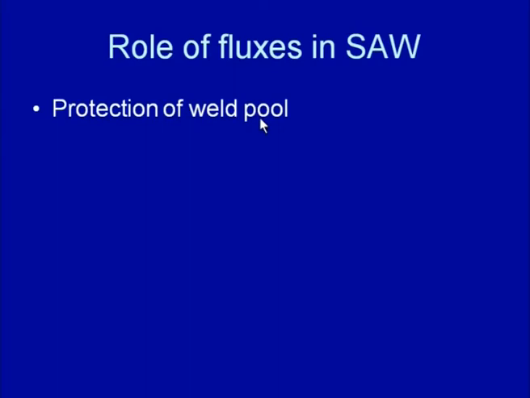Similar to the SMAW process, the fluxes in the submerged arc welding process also play an important role in protecting the weld pool, because the weld pool is covered by the molten flux and the granular flux particles, and the weld arc is also completely covered by the fluxes. So, when fluxes are used, these help in protecting the weld pool from atmospheric contamination and any kind of adverse reactions in the weld metal due to the presence of atmospheric gases in the weld zone.